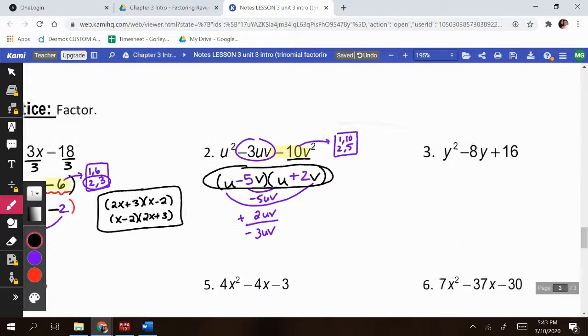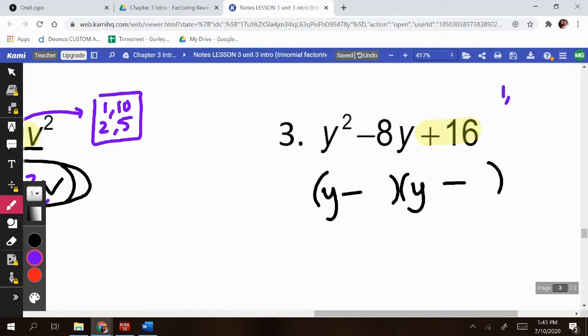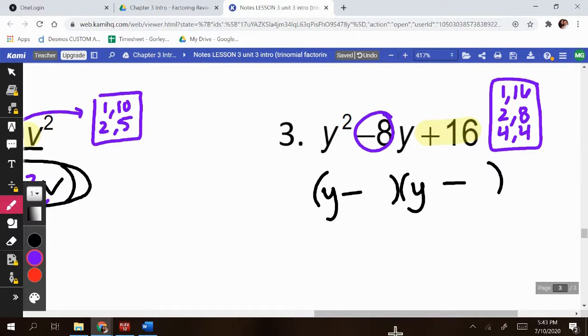Okay, number 3. We see a plus 16, so I know we're using same signs. I'm guessing we're going to use negative negative, since I see a negative 8y there. So I'm going to set up my parentheses with the negatives. I know that y times y is y squared. And what are some factors that will multiply to give me 16? 1 and 16, 2 and 8, 4 and 4. Those are all options. And I need to get a negative 8y. So I'm guessing I'm going to use the negative 4s.